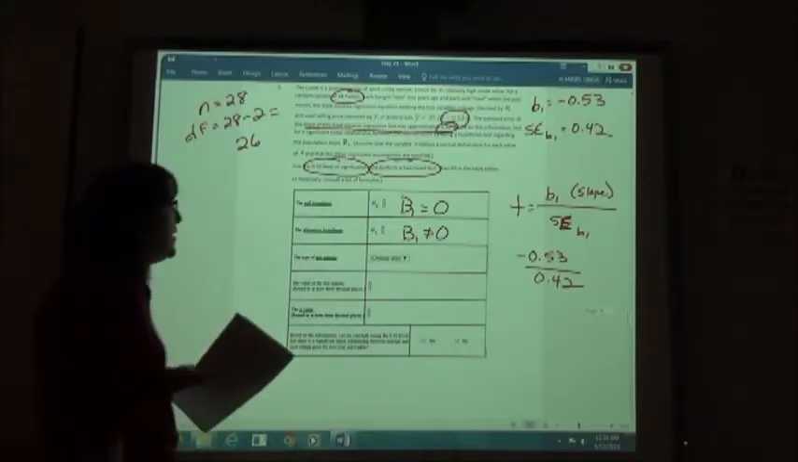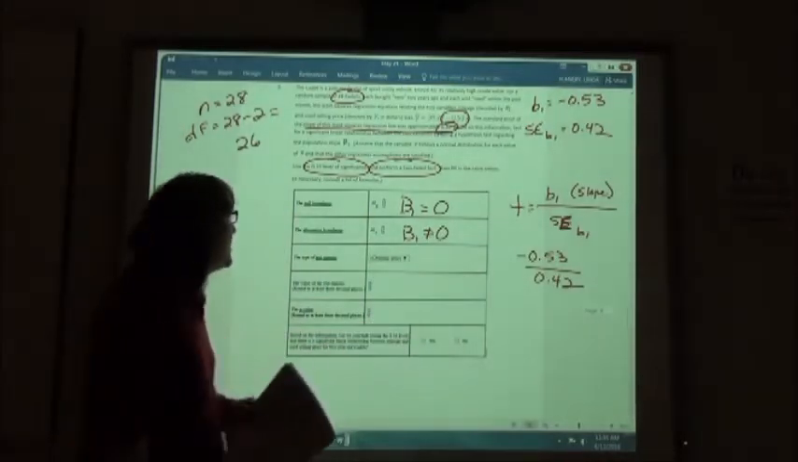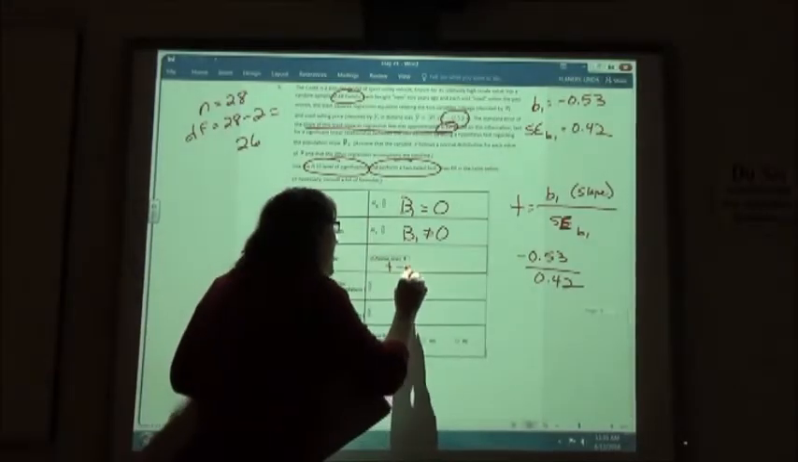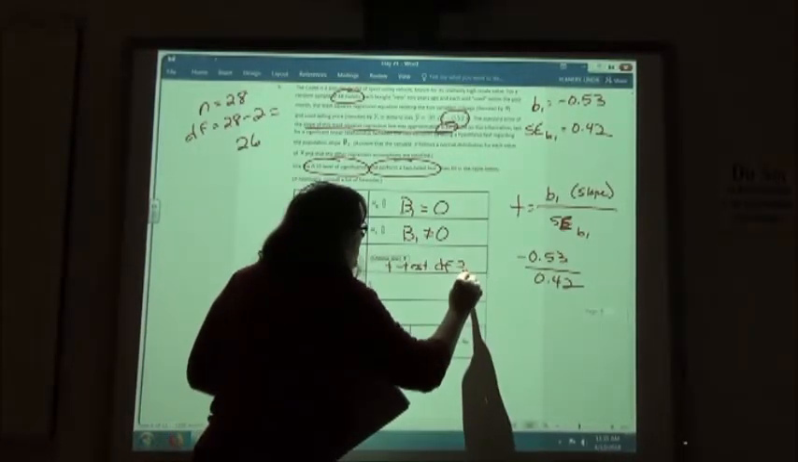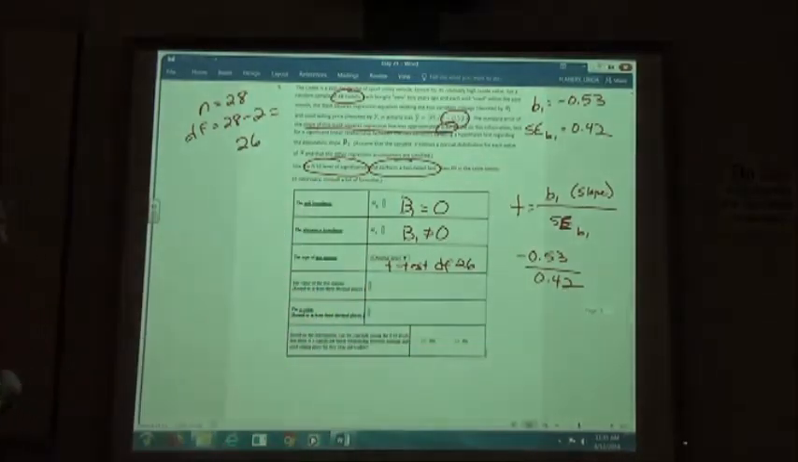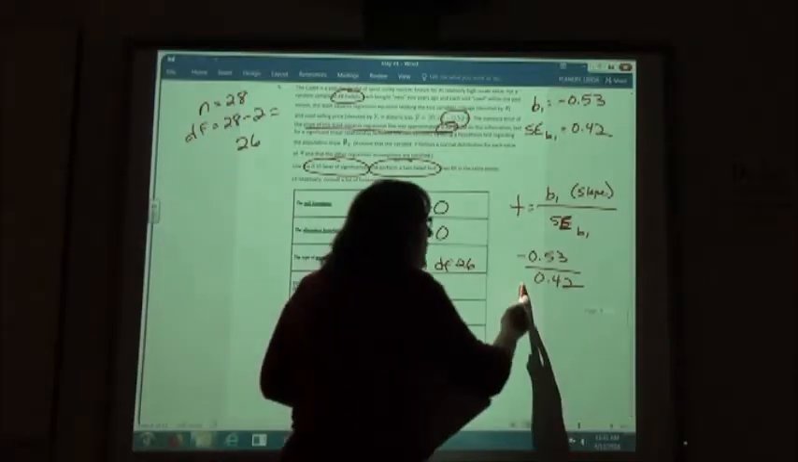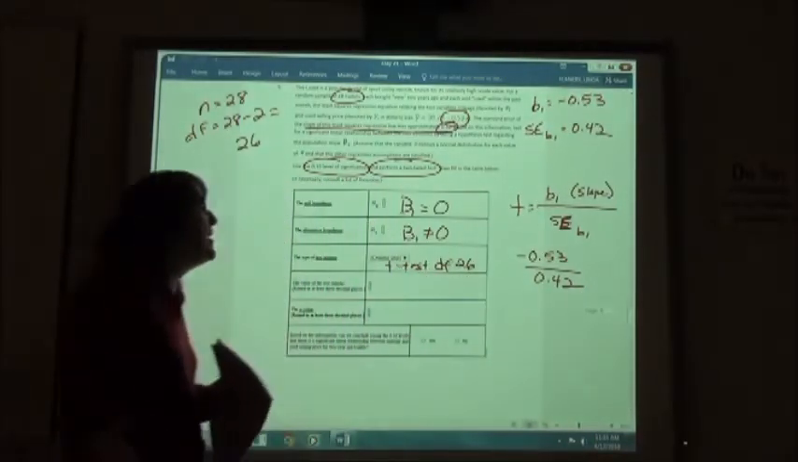And so when I didn't do my type of t-test, I better do my type of test. We know that we're doing the t-test. We already figured out our degrees of freedom was 26, so I better fill in that blank. T-test, degrees of freedom of 26. Value of our test statistic. Hopefully by now you've got that calculated out.